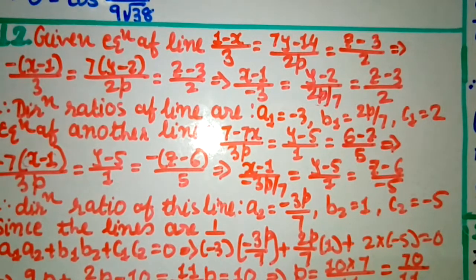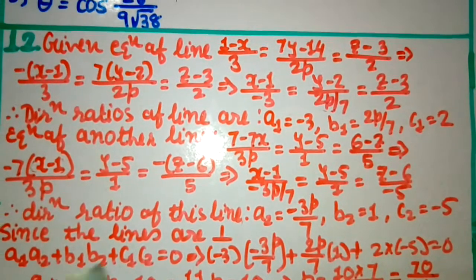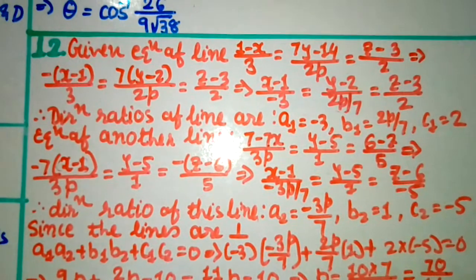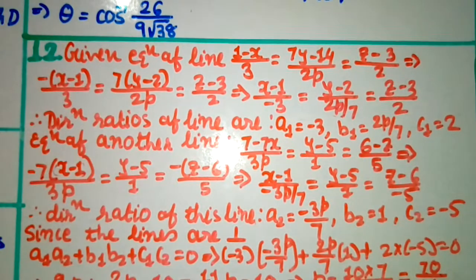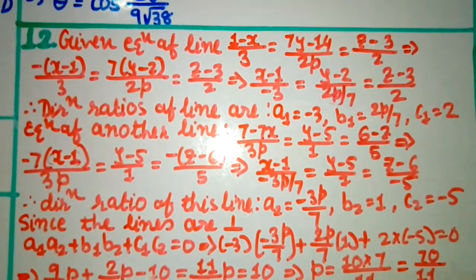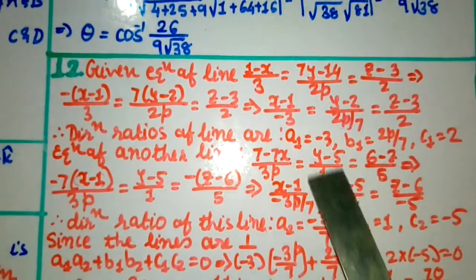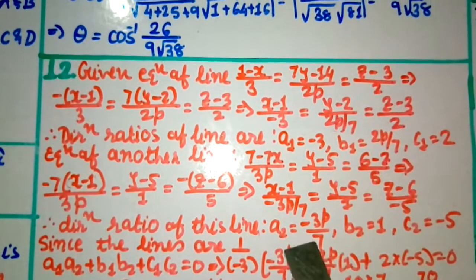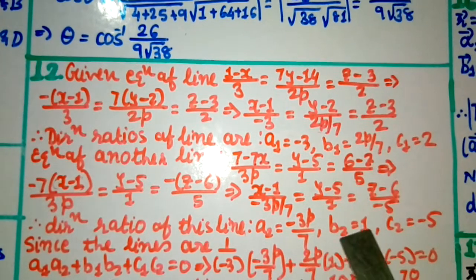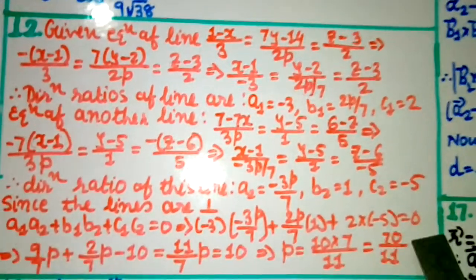Since the lines are perpendicular, they have given us that the lines are perpendicular. That means a1 a2 plus b1 b2 plus c1 c2 equal to 0. We know that if the lines are perpendicular, then the sum of the products of their direction ratios is 0. This implies, let us put the values: minus 3 into minus 3p by 7, plus b1 b2, that is 2p by 7 into 1, plus c1 c2, that is 2 into minus 5, equal to 0.